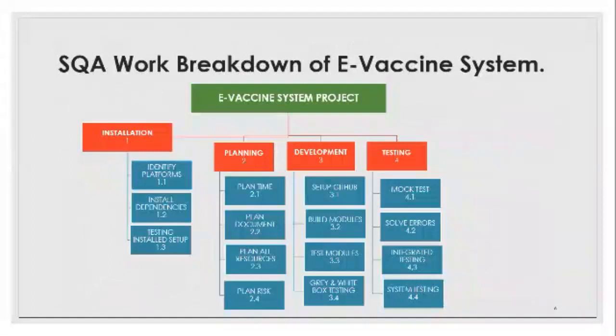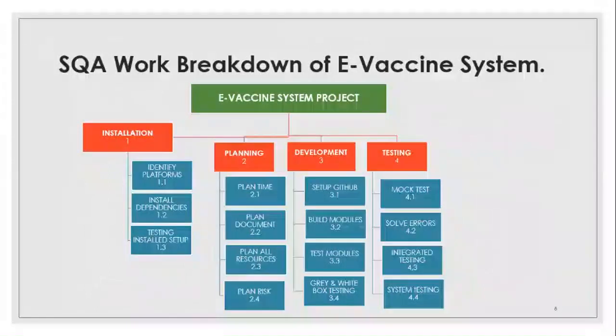Now we have the software quality assurance work breakdown of the e-vaccination system. We have developed the work breakdown structure where we have solution, planning, development, and testing phases. Every module is followed by testing, from mock testing till system testing.